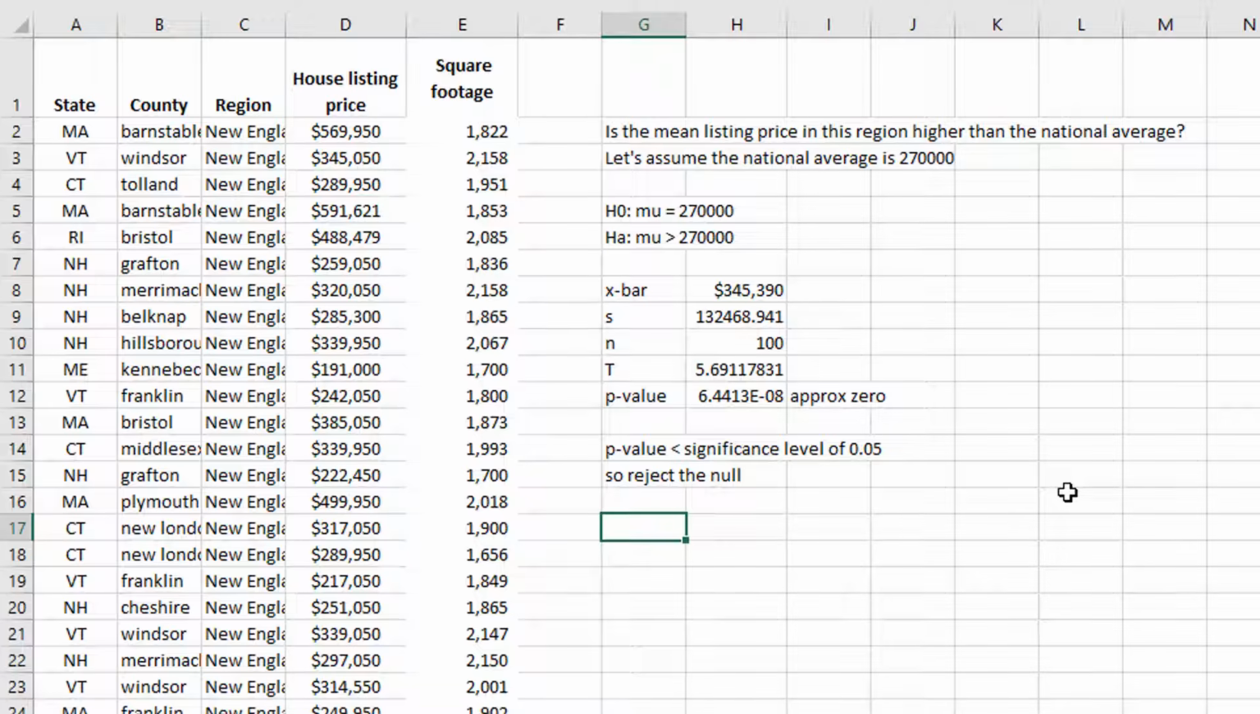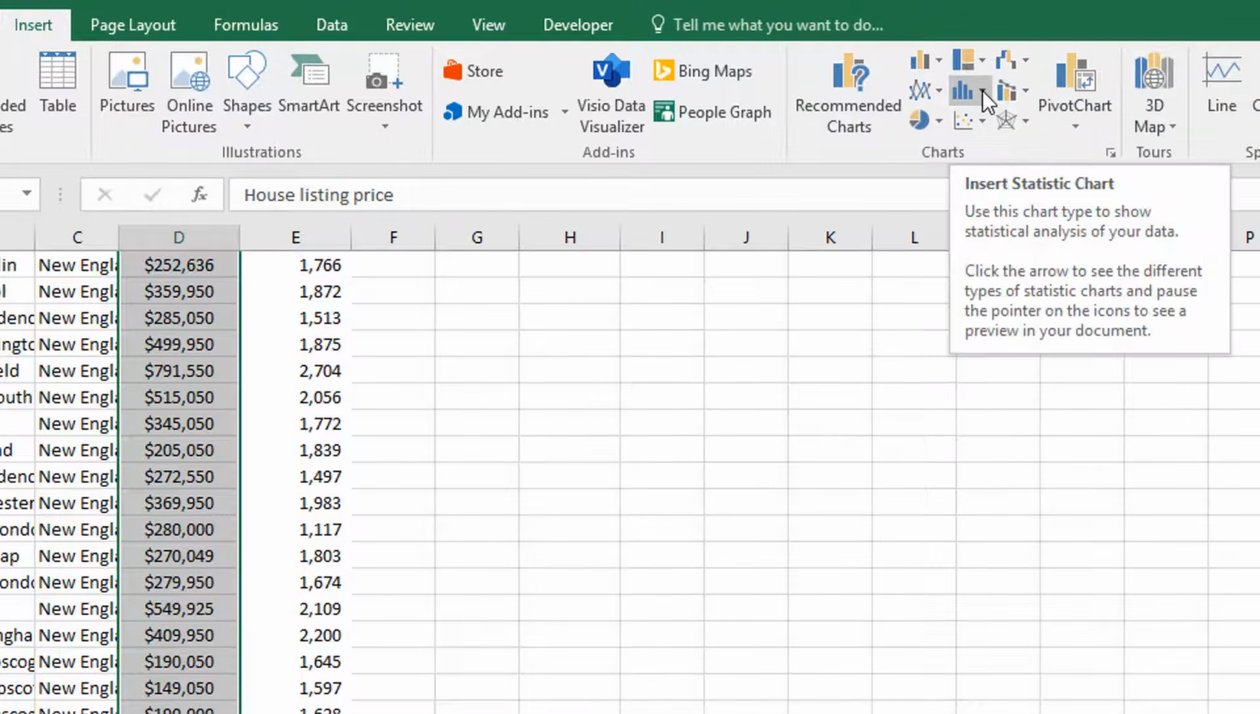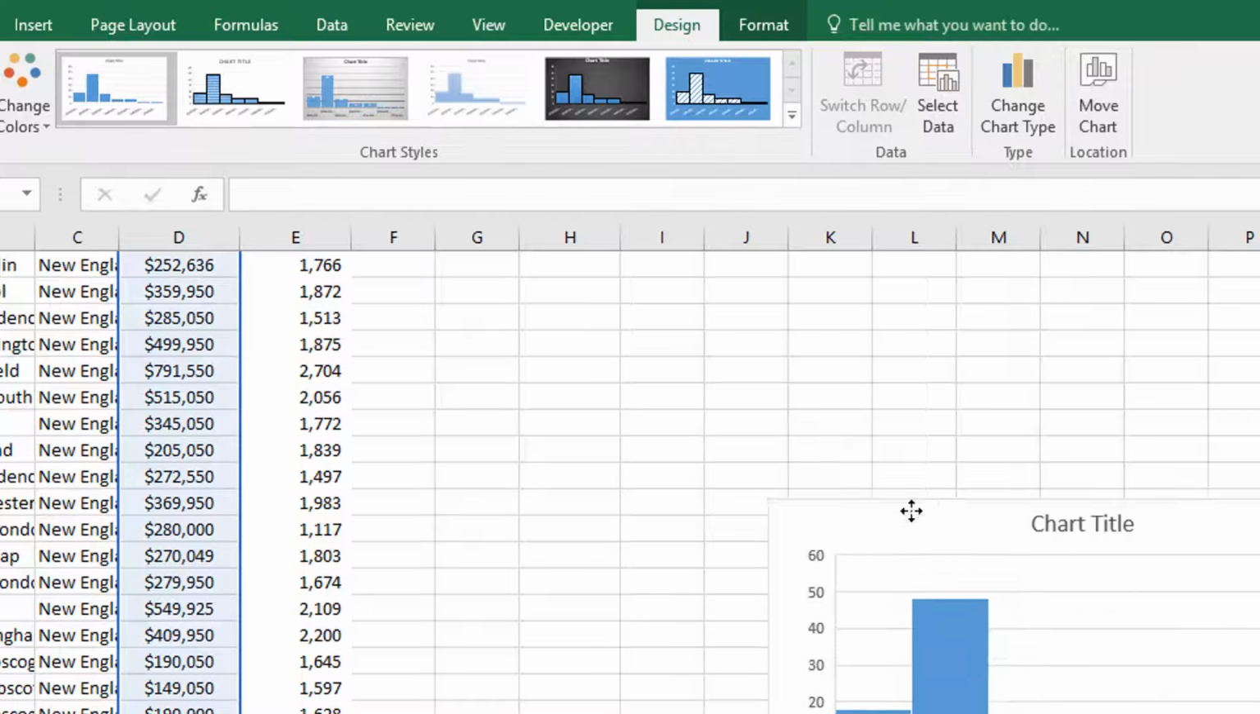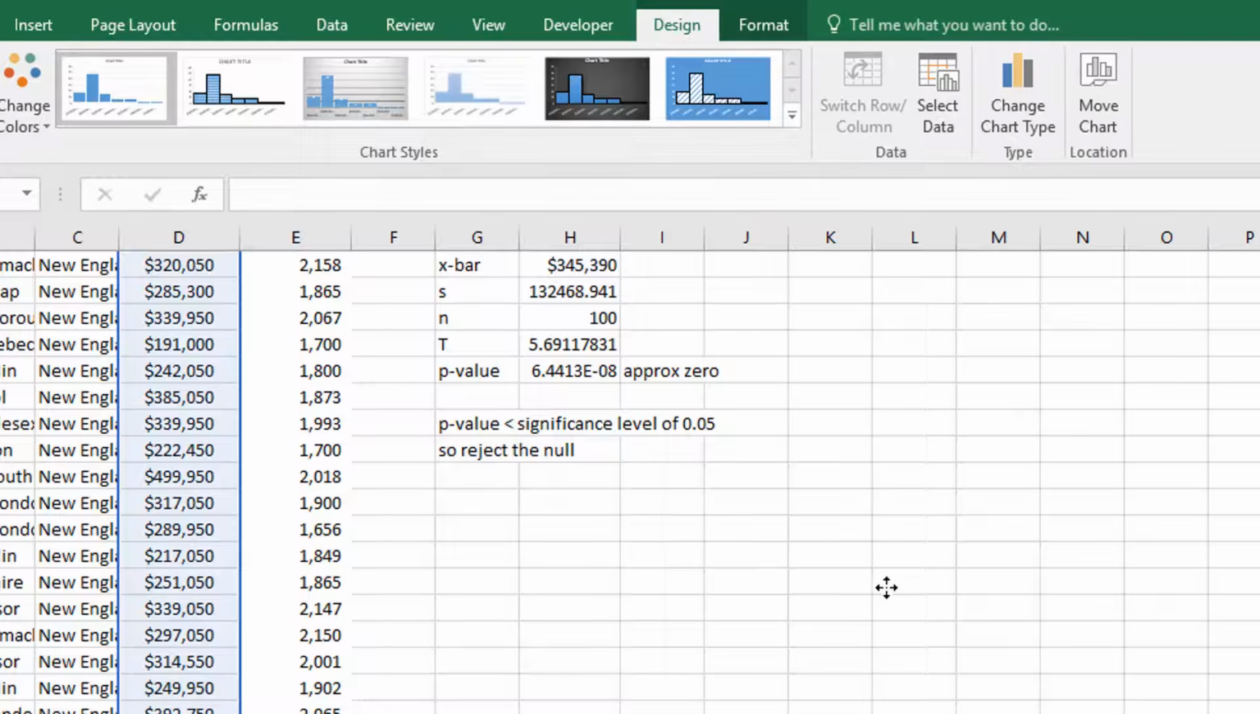Other things that you would have to look at, oh yeah, the other thing that you'll need to do is we'll be looking to see if you've looked at the shape of the distributions, and the histogram is the main tool for looking at that. I skipped this, but you should have done this already. Now let's select the house listing prices and go under Insert, the statistical chart, histogram. Now you know from my videos I'm not a huge fan of histograms in Excel.